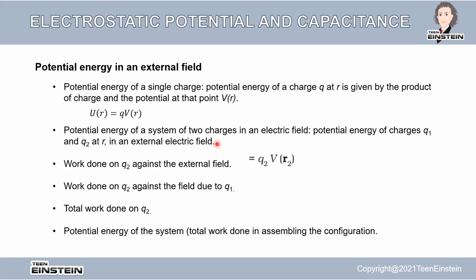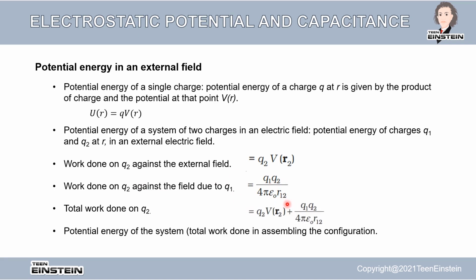Now potential energy of 2 charges, we already discussed this. So q2 into V of r2 will be the work done. So this is the total potential energy of the system of 2 charges. This is the work done on q2 against the field due to q1. So q1 already creates a field, and against that we are doing some work. So the work done in bringing q2 is q1 q2 by 4 pi epsilon naught into r12.